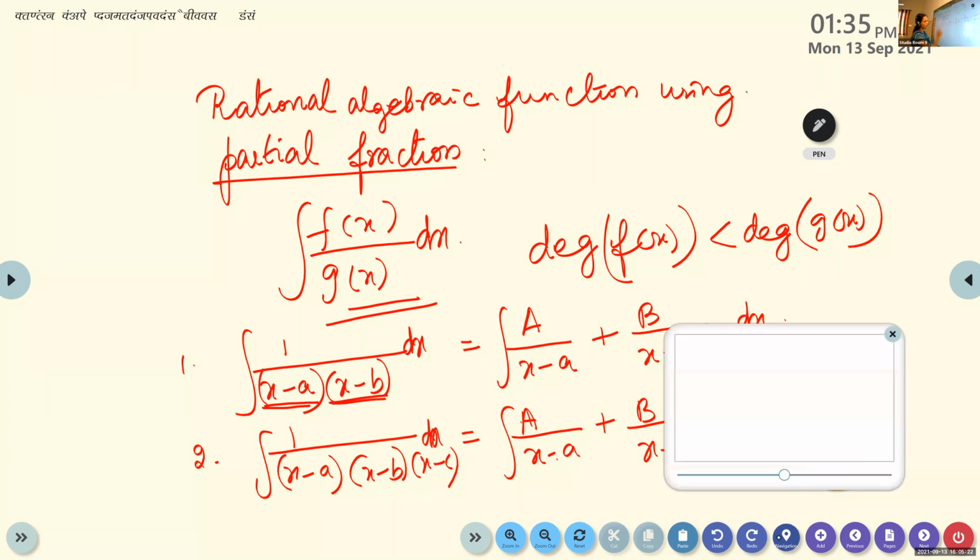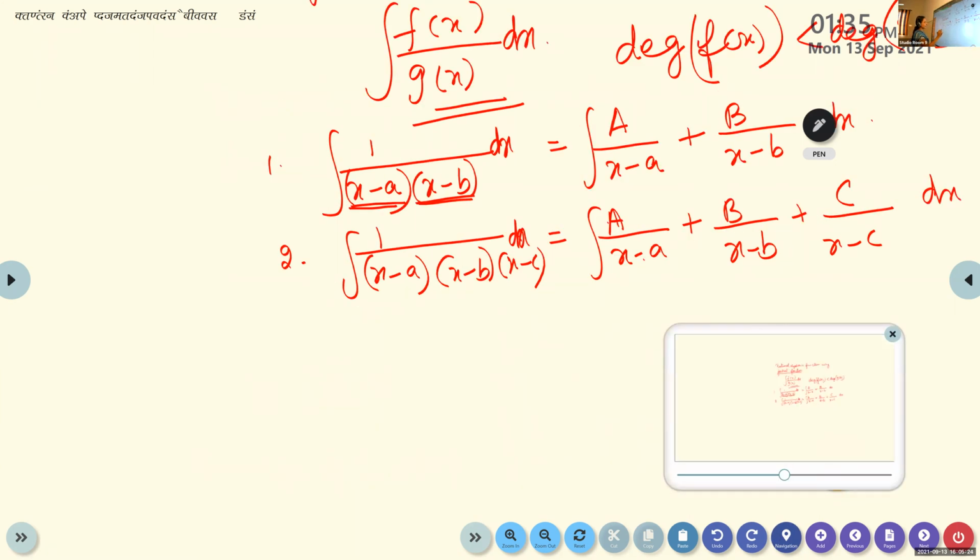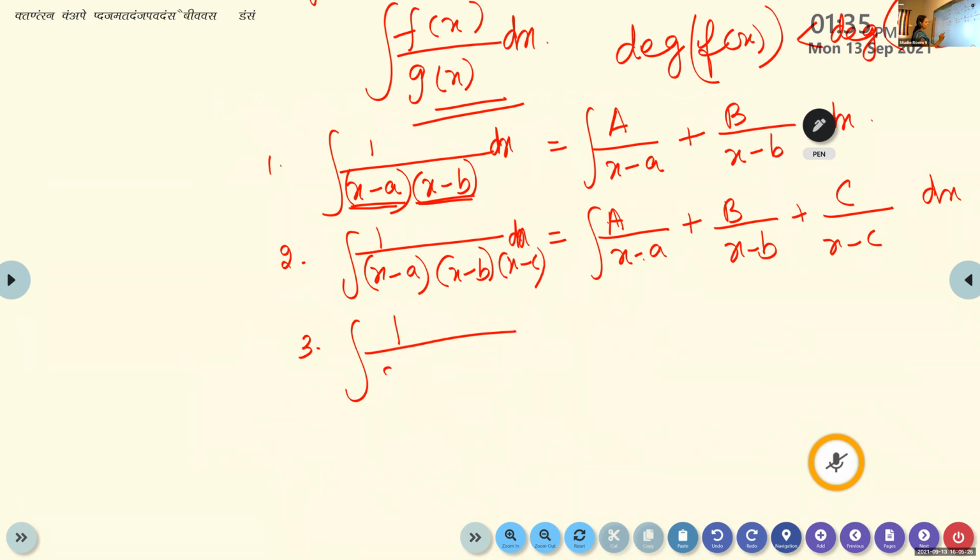Okay. Suppose the function is like this: integral of 1 by (x minus a) into (x minus b) the whole square.